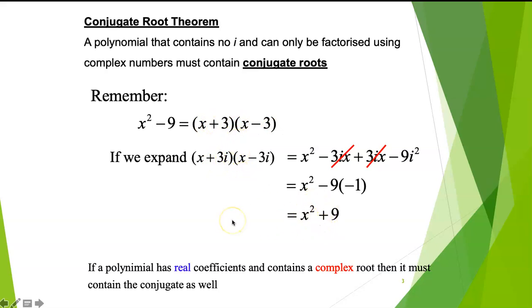Okay? You can notice that this polynomial has no i components. If I look at x squared plus 9, there is no i. But the factorization has i. Because of that, you will see those two factors are conjugates of each other, and that's the conjugate root theorem. If the polynomial has no i, but can be factorized using complex numbers, then its roots must be conjugate roots.